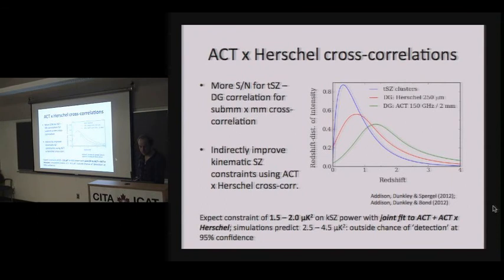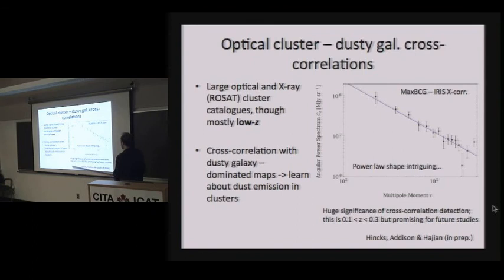One thing that Adam, Amir and I have been working on recently is what happens if you take a resolved cluster catalog, a list of clusters where you know exactly where they are and what redshift they are. If I make a map from that to do a cluster correlation, what does that look like? This is sort of a taster, if you like. This is all still low redshift, so not super relevant for the problem I've been talking about. But I think it's very promising.